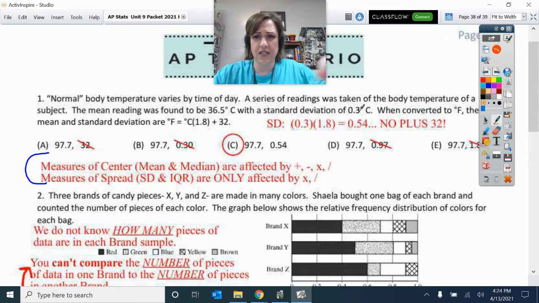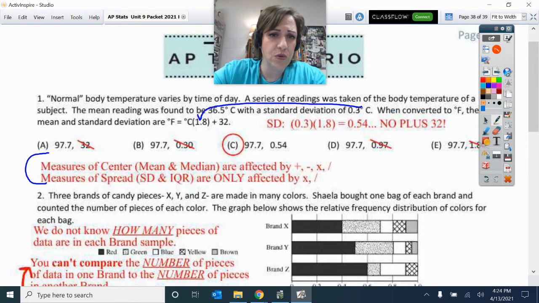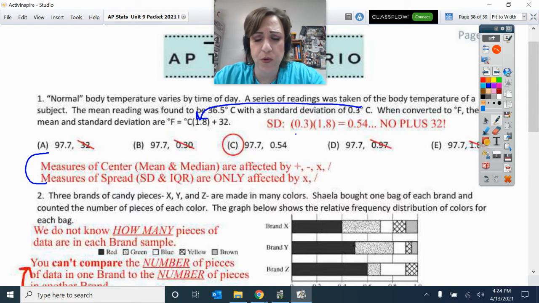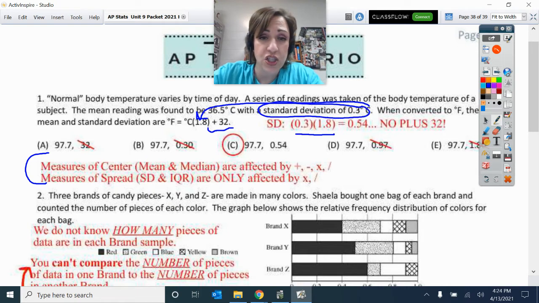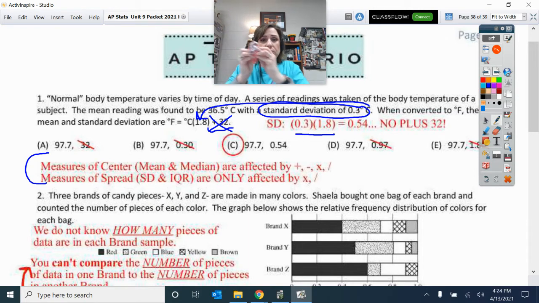If you plugged this 0.3 into here, you're going to do 0.3 times 1.8, and that's 0.54. But the number one mistake people make is that they then add 32. You're not supposed to do that for spread. Remember, for spread, do not add the 32. Adding the 32 will not change the spread. So anyway, it was C.